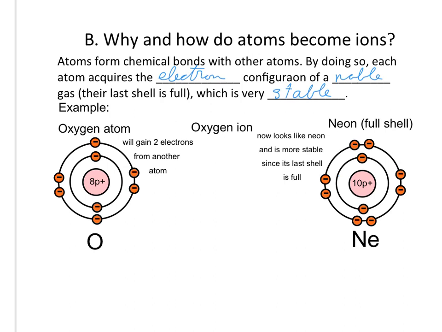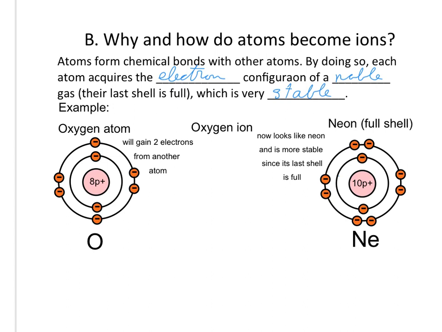And B, why and how do atoms become ions? Well, atoms form chemical bonds with other atoms. And by doing so, each atom acquires the electron configuration of a noble gas. Noble gases are special because their last shell is full, which makes them very stable. So all other atoms are trying to acquire that configuration. They all want to be more stable like noble gases. And to do so, they must either gain or lose electrons, and they have to bond with other atoms to do so. So let's look at the oxygen atom, for example.